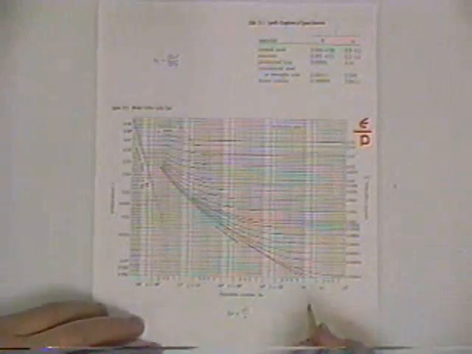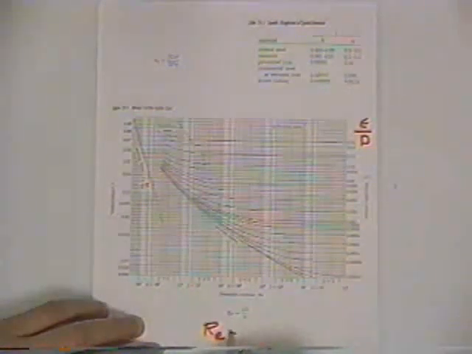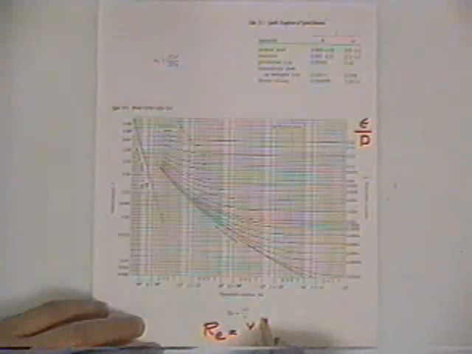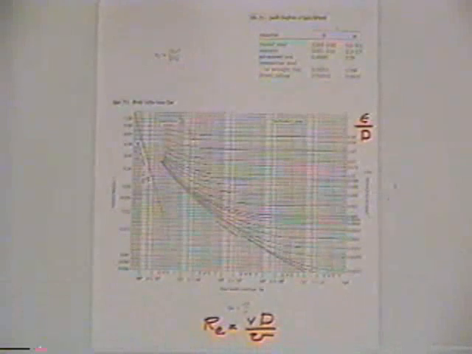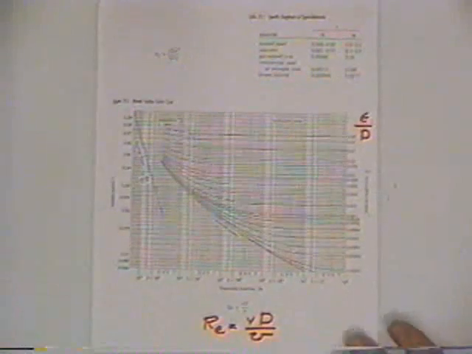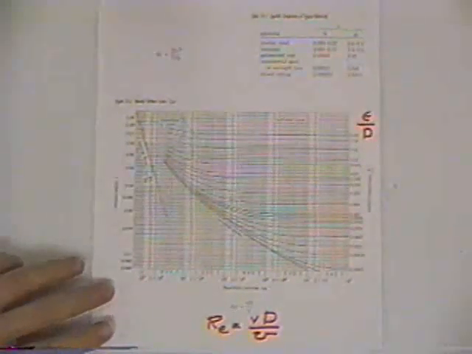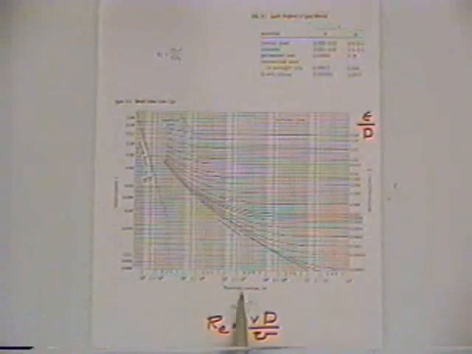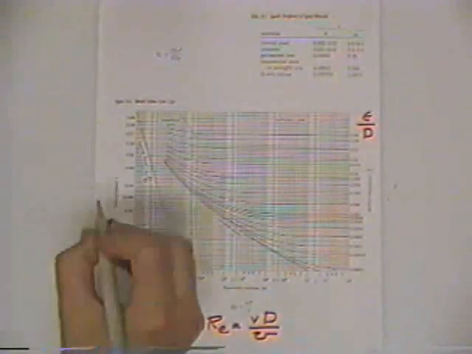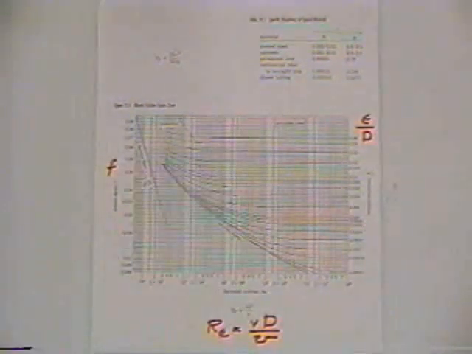Now it also depends upon the characteristic of the flow, and so we use the Reynolds number. Reynolds number is one of those dimensionless numbers. It's the velocity times the diameter divided by the kinematic viscosity, and it's actually a representation of the ratio of inertia forces to the frictional resistance forces in the pipe. So that's across this scale. And then the friction factor for use in the Darcy-Weisbach equation is what we're reading from the scale.